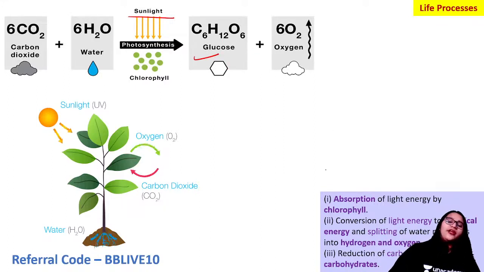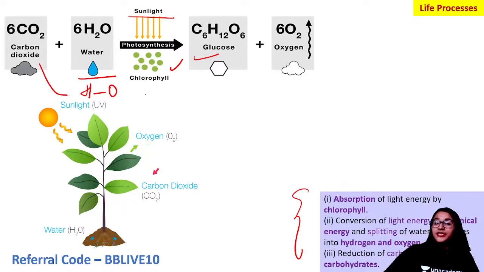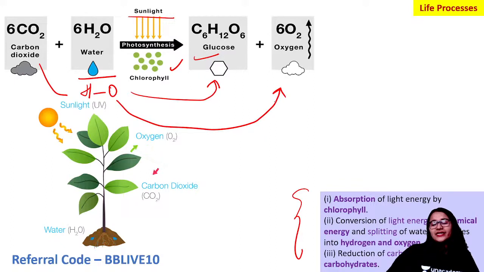Now in your textbook, it is divided into three points. So we have absorption of light energy by chlorophyll. Now the absorbed light energy is converted into chemical energy. Why do I require this chemical energy? This chemical energy helps to lyse, to break down the water molecule into hydrogen and oxygen. The hydrogen then reduces carbon dioxide. It forms glucose, and the oxygen is released independently in the form of oxygen gas. So this entire thing is the reduction of carbon dioxide to give you carbohydrates.